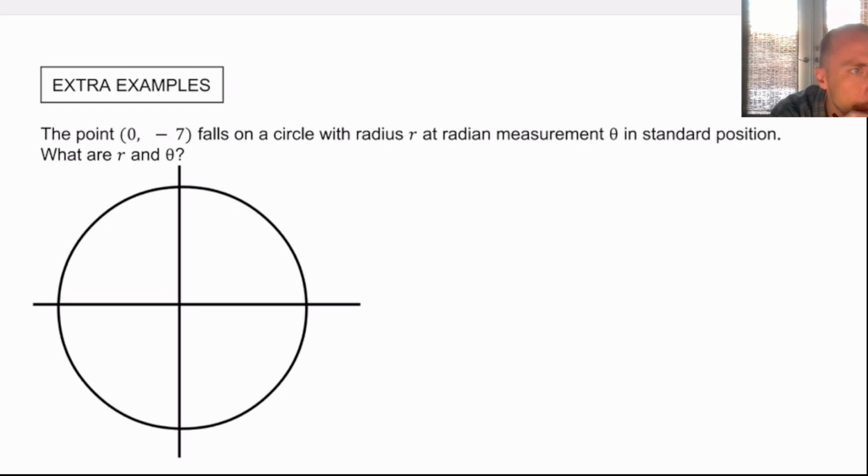Okay, so the point 0, -7. All right, well, that's on the y-axis down 7 units from the origin. Okay, coordinates of the point are 0 and -7. And so I think that means that the radius is going to be 7, that distance here. So r is going to equal 7.